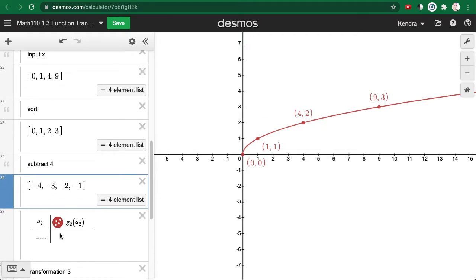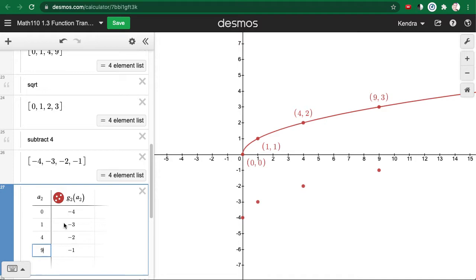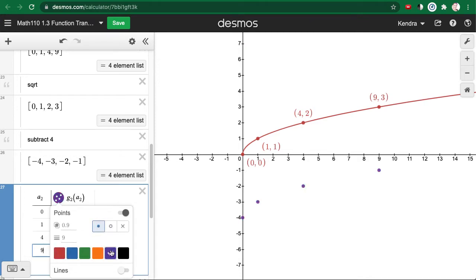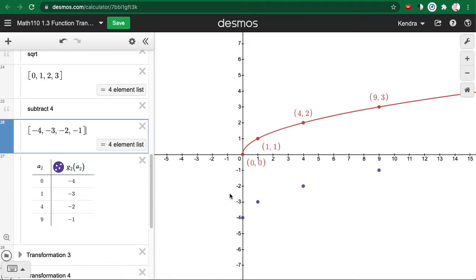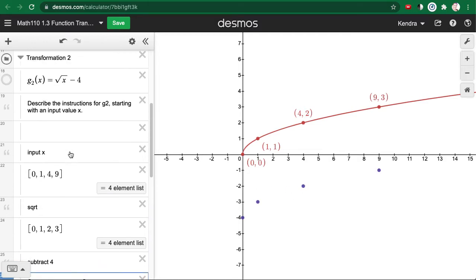And so we're going to double check, letting the computer calculate the output values for these input values, 0, 1, 4, and 9. And the output values are negative 4, negative 3, negative 2, negative 1. There they are. Here are those points graphed. I'm going to change the color so they're not red. And so we can see those key points and fill in the graph.